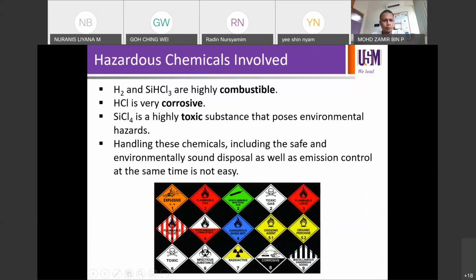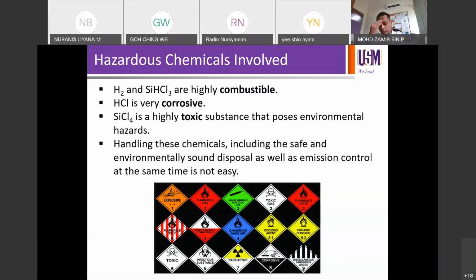When you talk about fabrication processes, you cannot run away from talking about hazardous chemicals. In a wafer fab, we have all the hazardous chemicals, hazardous gases, toxic gases. You can see the signs down there: explosive, flammable, toxic, peroxide, what else? Infectious substance, radioactive, corrosive, whatever you like.